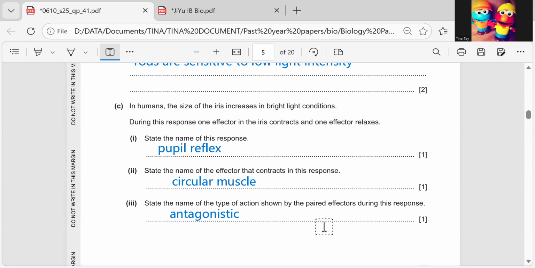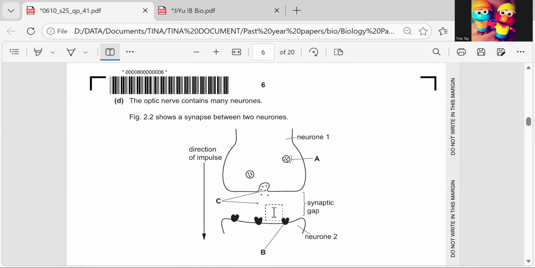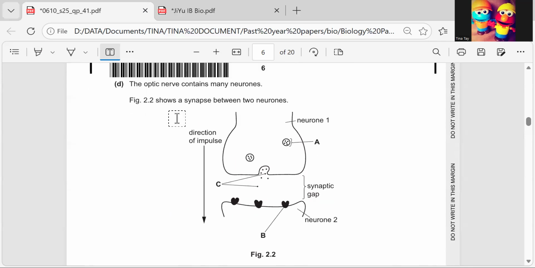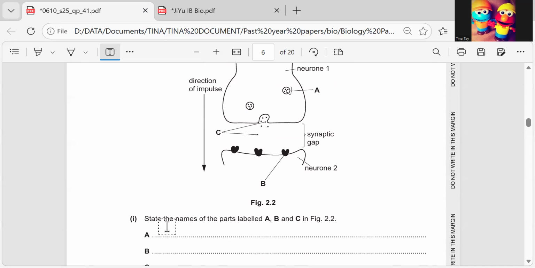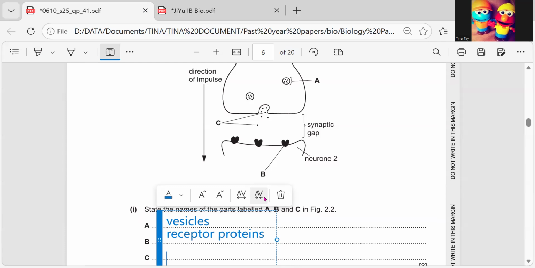The optic nerve contains many neurons. Figure 2.2 shows a synapse between two neurons. State the names of parts A, B, and C. This one you must know. A is the vesicle. B is receptor proteins, not protein receptor. Receptor proteins. Not the same. And then C is neurotransmitter.